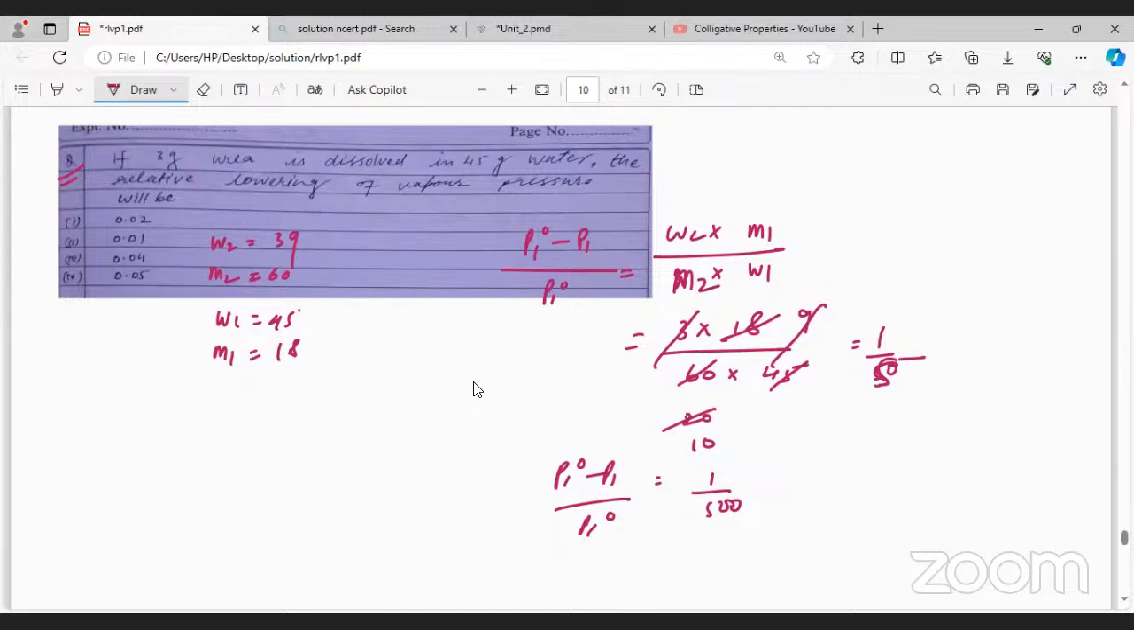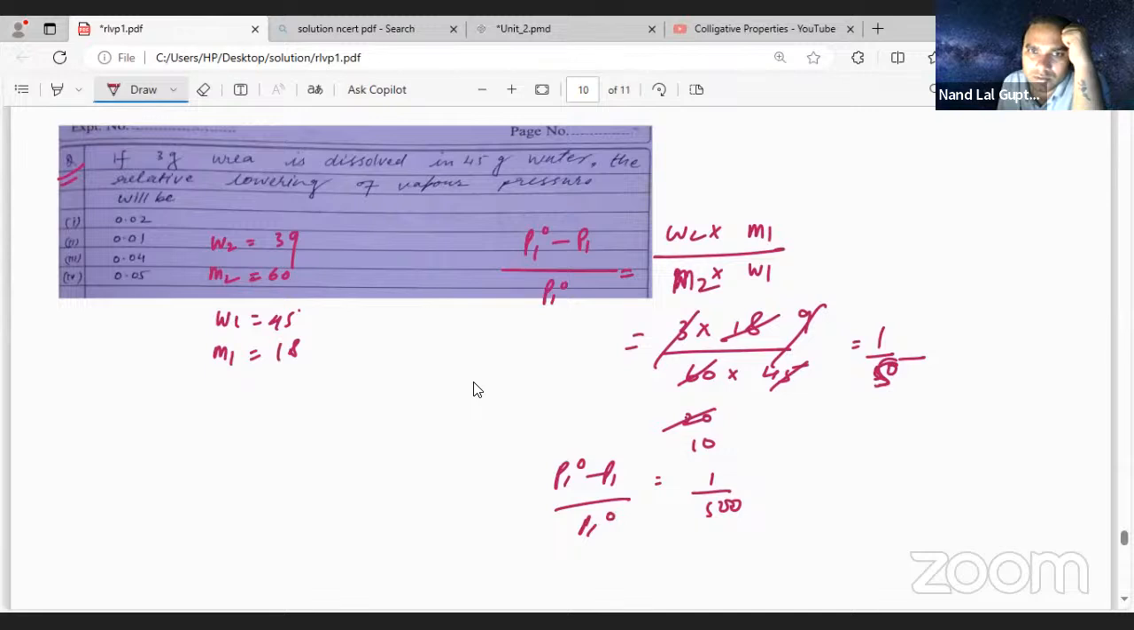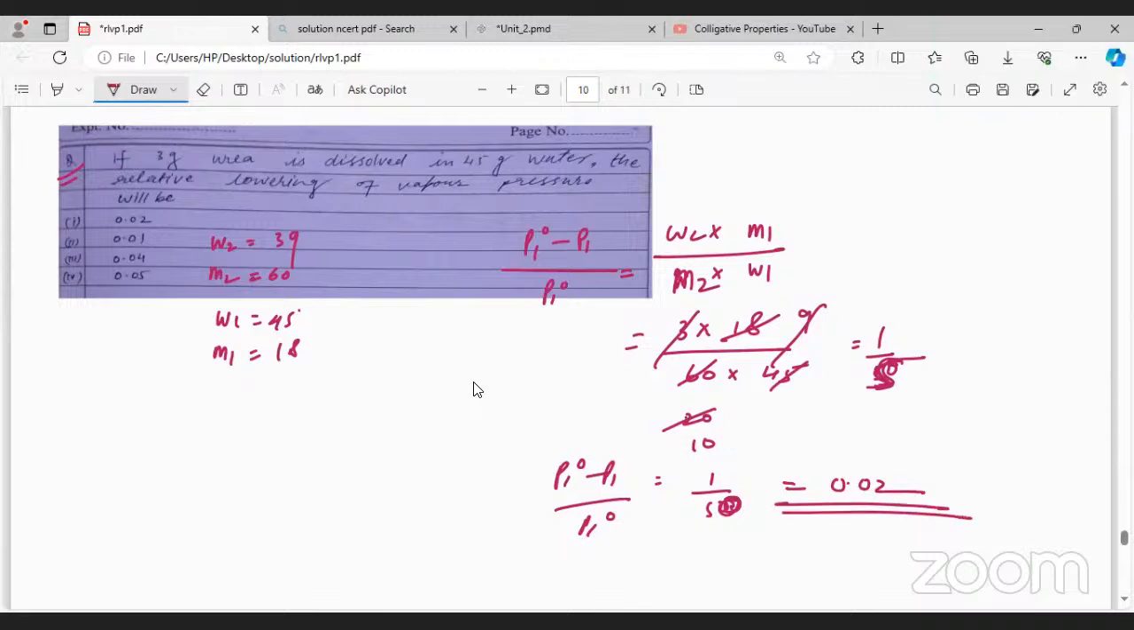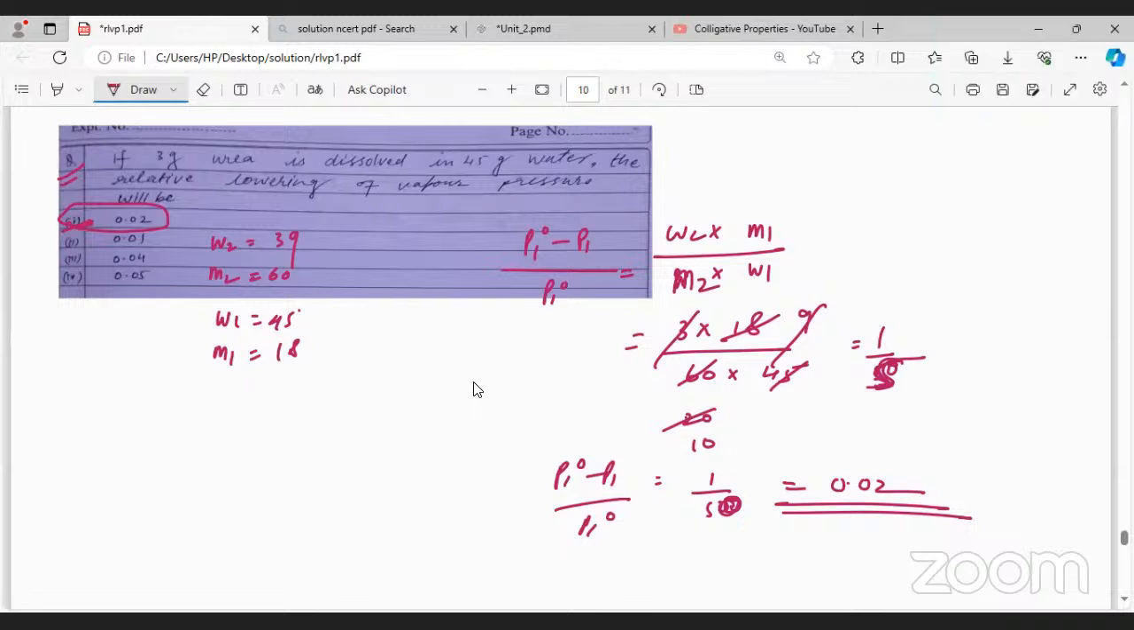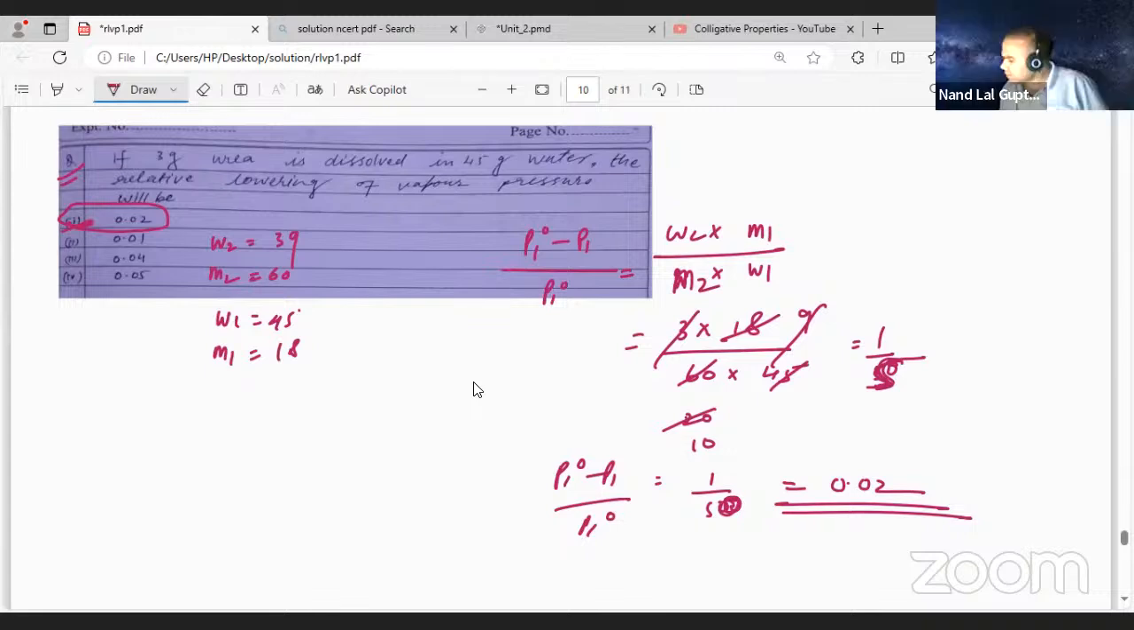See, did we make a mistake somewhere? 20, then we are dividing by 10, means 9. It is 50 somewhere. So the answer will be 0.02, option A. 0.02. Can you check it? Yes, sir. Okay, so this is the way to do it.